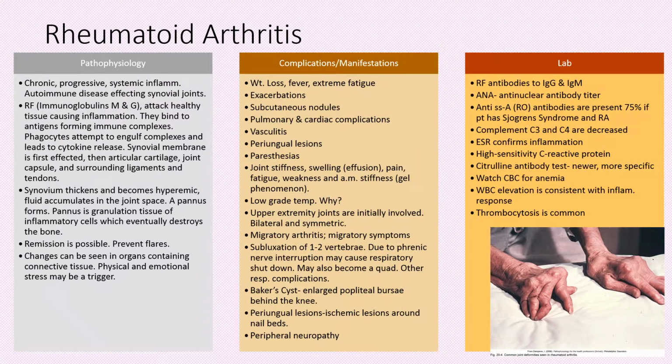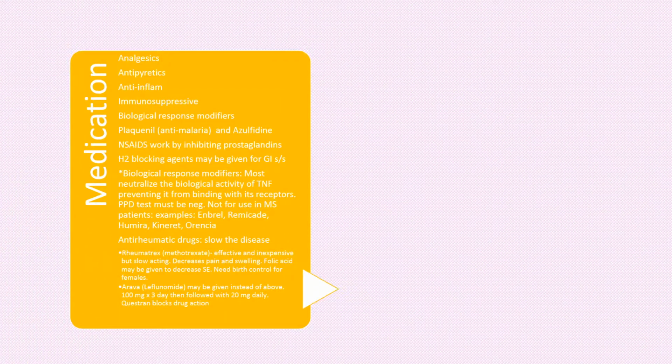Lab work would include monitoring antibodies, ANA, anti-SSA, complement C3 and C4, ESR, C-reactive protein, antibody tests, CBC, WBC, and thrombocytosis is often common. Medications would include analgesics, antipyretics, anti-inflammatories, immunosuppressives, biological response modifiers, Plaquenil, NSAIDs, H2 blocking agents.